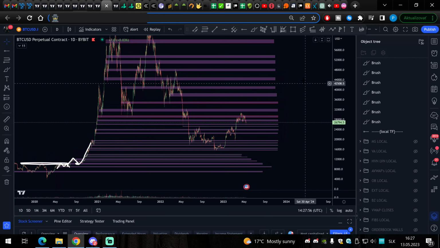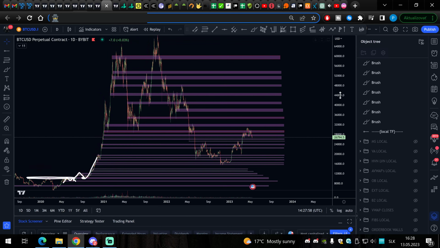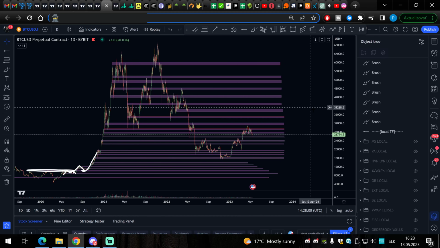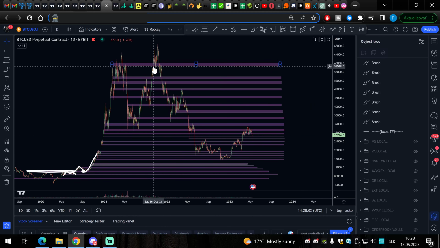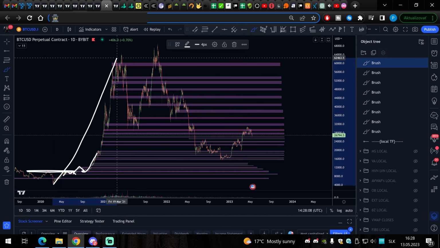And you see, Bitcoin needs to do a lot of work to negate this downtrend, because on daily time frame market structure is still down. Look here, and the same principles apply from the lower time frames.